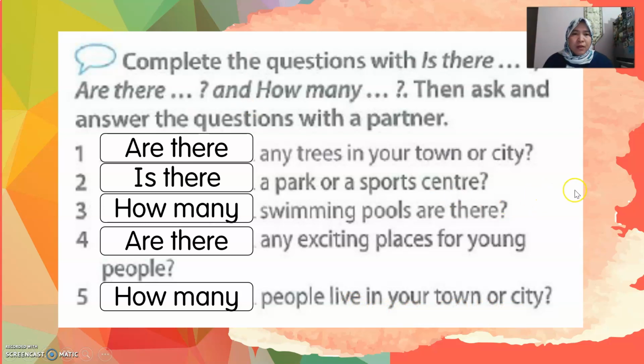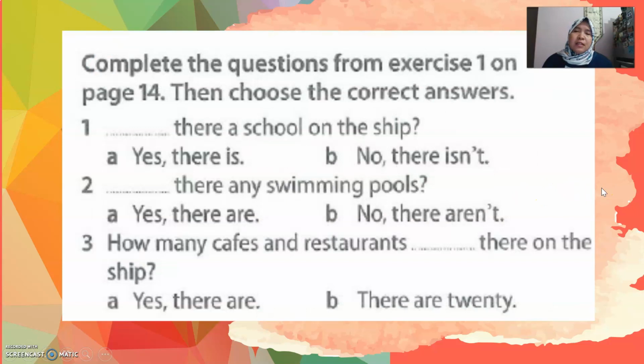Alright. Okay, moving on. This is another question. Complete the questions from exercise 1 on page 14. Then choose the correct answer. Now, for these questions, it doesn't ask you to put is there or are there or how many. But you have to guess the questions, and then only you can answer. Now let us take a look at the clue given.